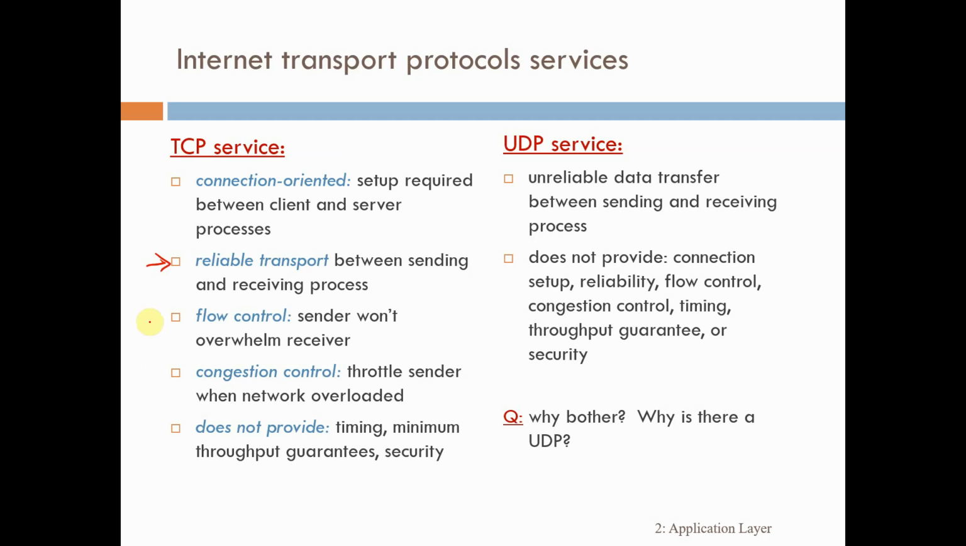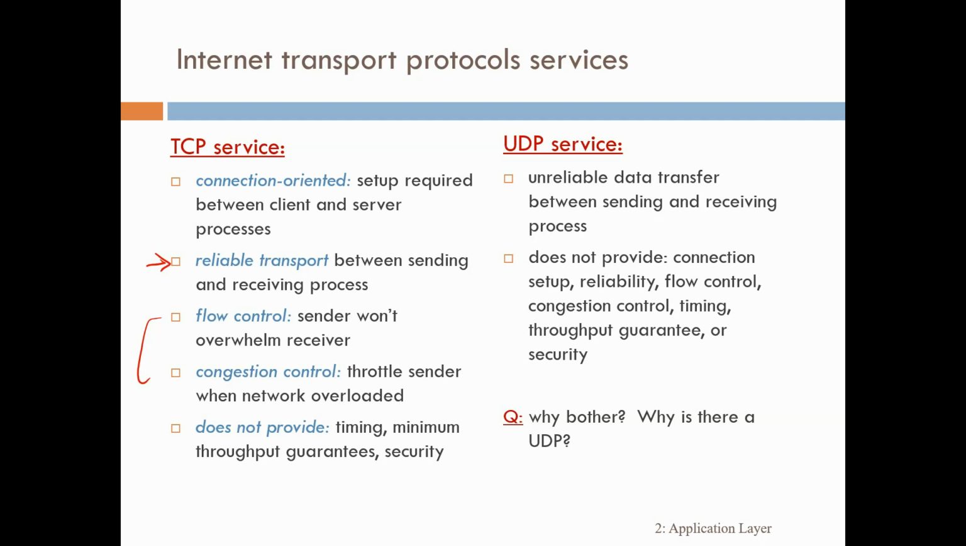There are other features that TCP also supports that are called flow control and congestion control. Flow control makes sure that a fast client doesn't overwhelm a slow server, or a fast sender doesn't overwhelm a slow receiver. And congestion control is a service actually for the network. It makes sure that a client doesn't send too many packets when the network is congested.